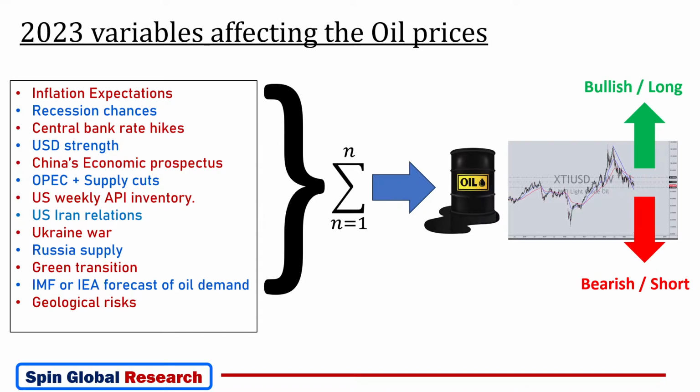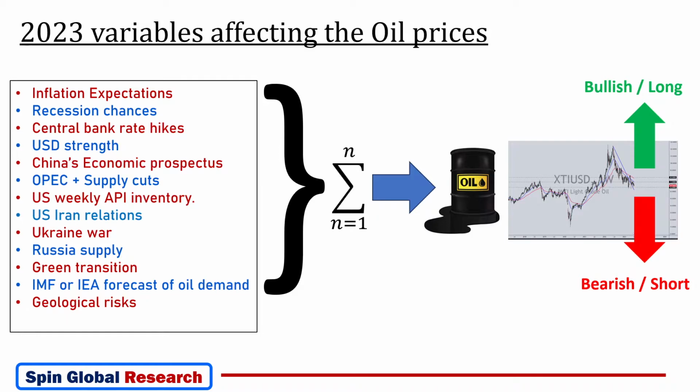USD strength. Most commodities are priced in US dollars, and the dollar's strength is sensitive to central banks' rate hikes, so effectively it affects commodity prices. If there are chances that the US dollar will get stronger over a period of time, that will affect the oil prices.